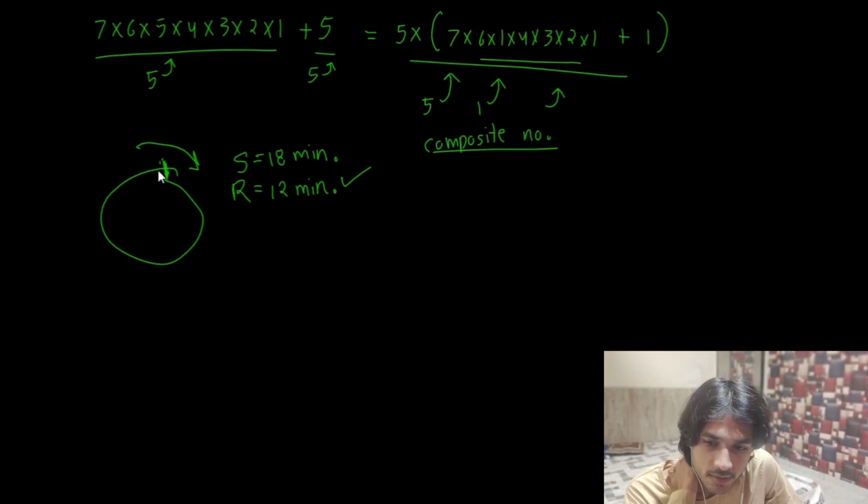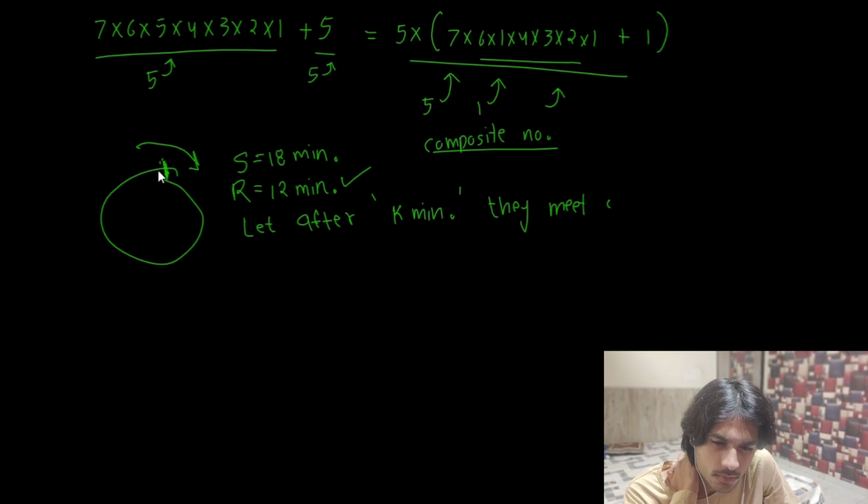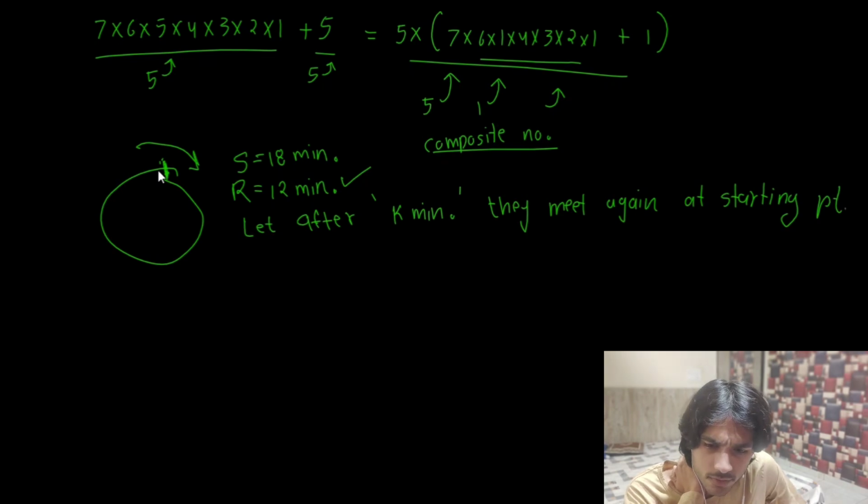So let us simply say, let k, after k minutes they meet again at the starting point. I'm simply going to assume that after k minutes they will meet again at the starting point. If that is true, then to cover one round, I forgot the name, but this one took Sonia. Right? Sonia took 18 minutes and Ravi is taking 12 minutes.